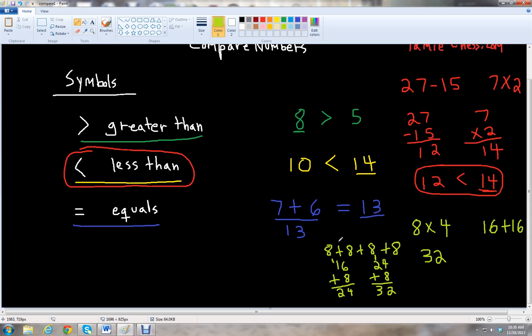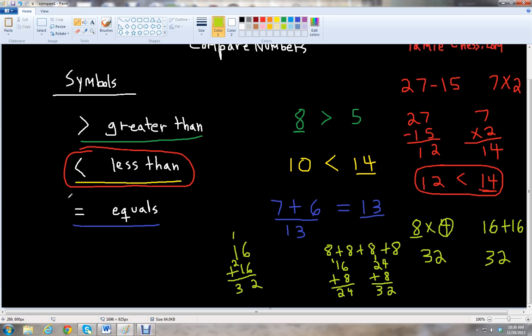So in case you forget your times table, just always remember you can add this number that many number of times. And then with 16 plus 16, we'll do that over here. So that's going to be 6 plus 6 is 12. Carry the 1. 1 plus 1 is 2. 2 plus 1 is 3. 32 as well. So we see that 8 times 4 is 32. 16 plus 16 is also 32.